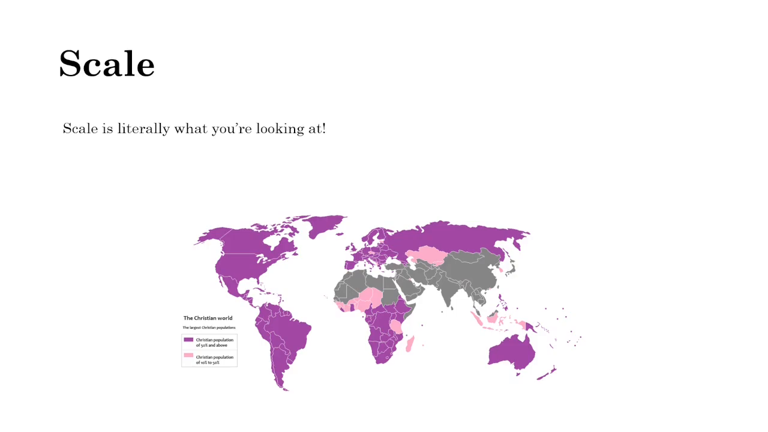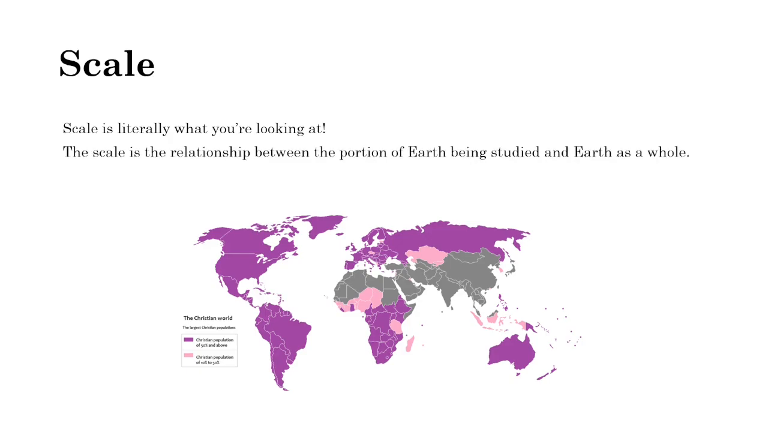All right, so now we're going to talk about scale. So scale, essentially, is literally what you're looking at. What are we looking at here? We're looking at the world. We're looking at the globe. That's our scale, global scale. For a fancy definition, the scale is the relationship between the portion of the Earth being studied and the Earth as a whole. What does that mean? Well, the relationship here is that we are looking at a global scale. That is what we're looking at. Out of the world, we are looking at the world, a global scale.